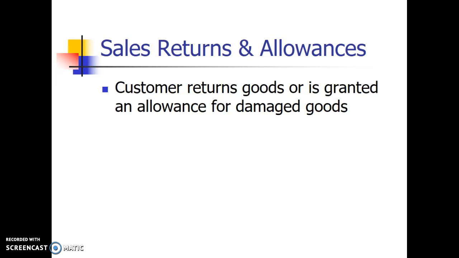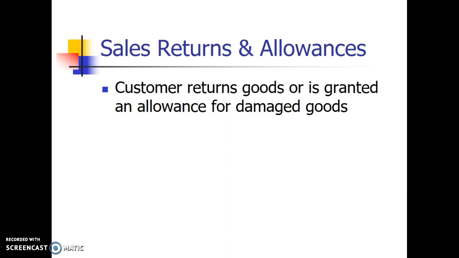The other thing that gets kind of tricky is sales returns and allowances. So a customer returns something just because they overbought or because it's damaged. Okay. We need to record that. And that's not really a sale. If they return it, it's not like we really sold it.